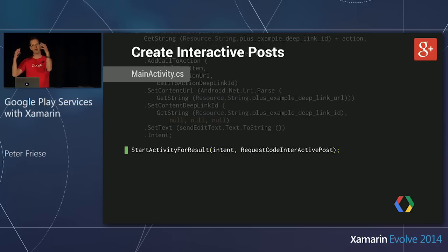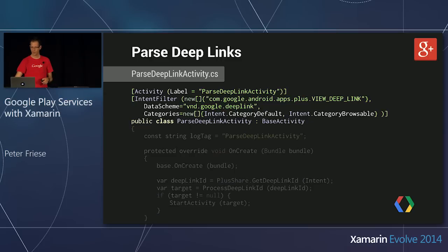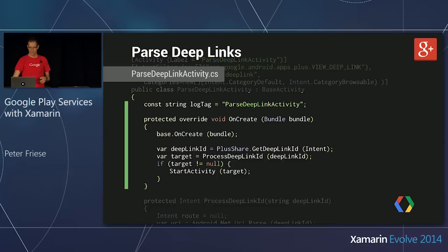And this will basically start the screen where the user can edit the post and then send the post. Finally, in order to jump back into your application, you need to parse the deep link. So first of all, you need to configure an intent filter that will be called when a user clicks on a deep link. Then you need to process the deep link ID down here and on start.